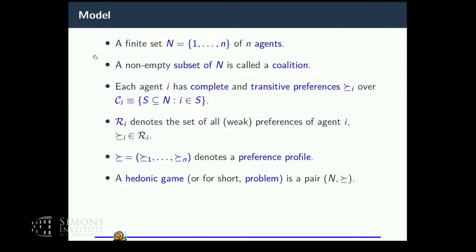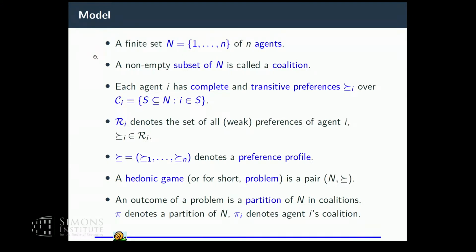Now, a hedonic game, or for short, a problem, is a set of agents and their preferences over the coalitions they can be members of. So it's a very simple model. And an outcome for a problem is a partition into coalitions. And then you consume your coalition in a working group, for instance. Now, we denote partitions by pi.